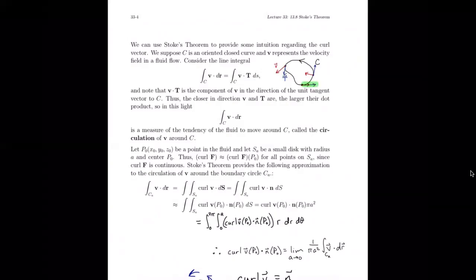So this is a maximal component of v in the direction t, whereas if t is perpendicular to v, the dot product of that is going to be 0, and that means there's no fluid flow in the direction of the tangent vector of C. So there's no fluid flow along the boundary C here. And of course, this more arbitrary drawing right here, there is some fluid flow along C, but it's not maximal like the bottom one, and it's not 0 like the one on the right. So anything could be the case here.